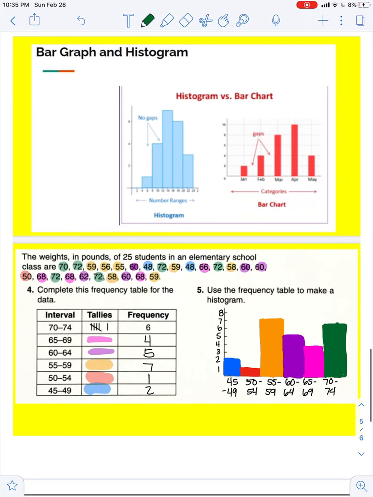And that is how you create a histogram. So it is the exact same thing as a bar graph. The only difference is that the bars touch. So just remember, if you are told to make a histogram and your bars do not touch, then you have made a bar graph, and that is not the right thing. So just make sure that you know that.